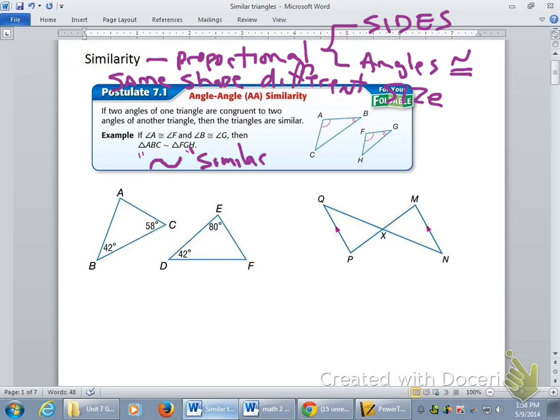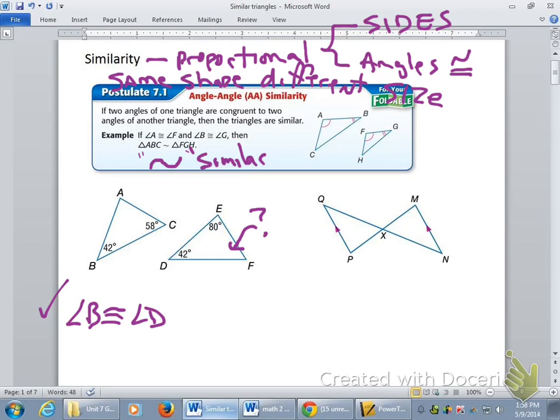So I look at these two triangles. Are they similar? Let's see. Angle B is congruent to angle D, right? Because they're both 42. And, well, what about over here? What's F? We're going to have to figure out a missing angle, aren't we? Figure out this missing angle for me.